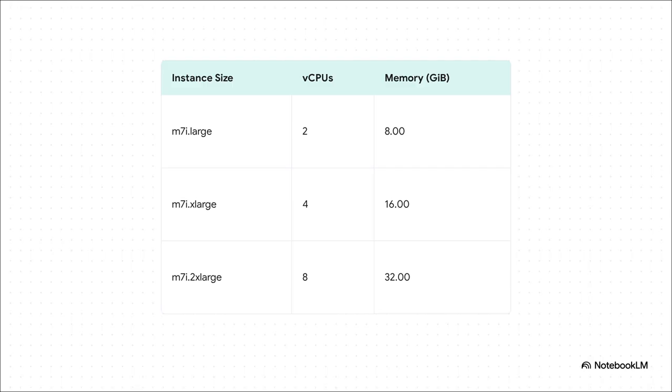Say you outgrow your .large instance. Well, you just change the size to .xlarge. And notice the super predictable pattern? Your vCPUs and your memory just double with each step up. You're simply getting a bigger, more powerful version of the same reliable sedan.